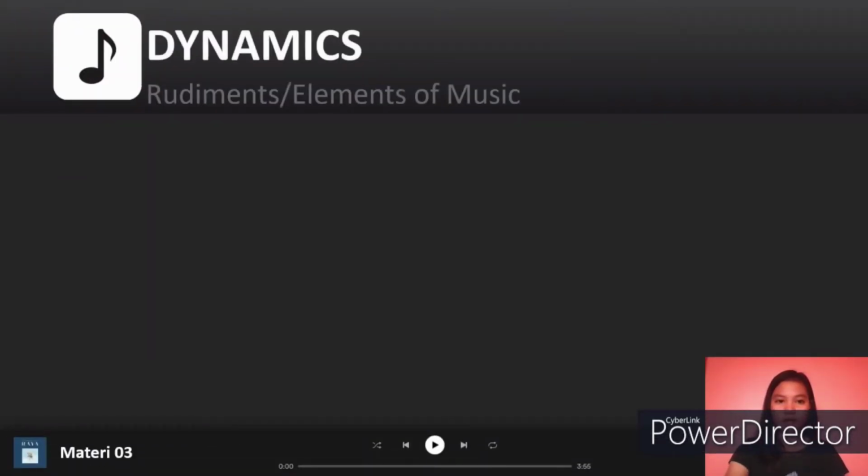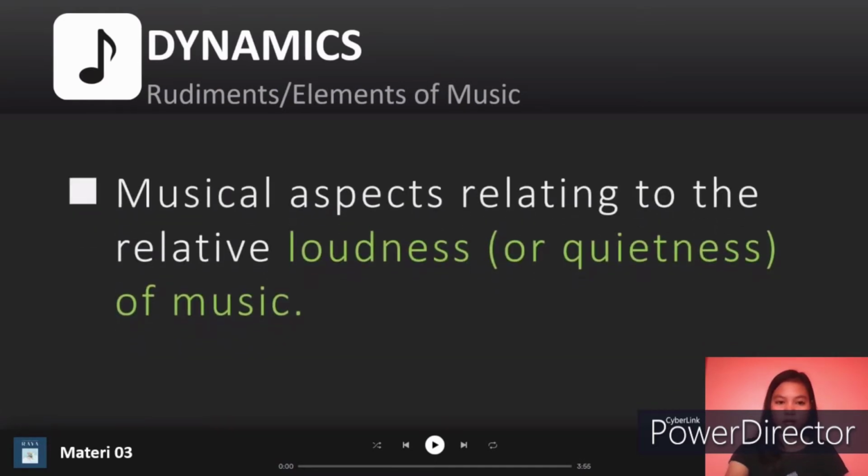Let us now take a look at the dynamics. Ang dynamics ay tumutukoy sa volume of the music, and also the loudness and softness of the music or a tone.